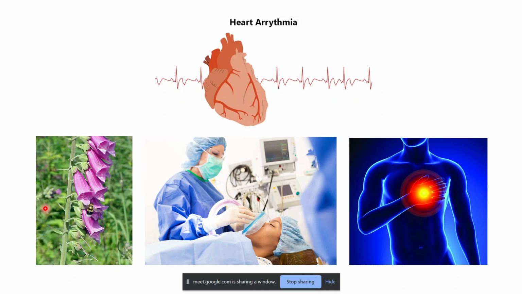Arrhythmias can be treated with the drugs discussed later and with non-pharmacologic therapies such as pacemakers, cardioversion, catheter ablation, and surgery.